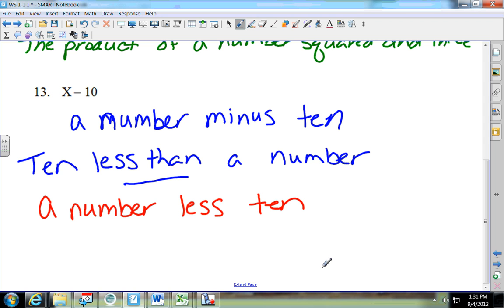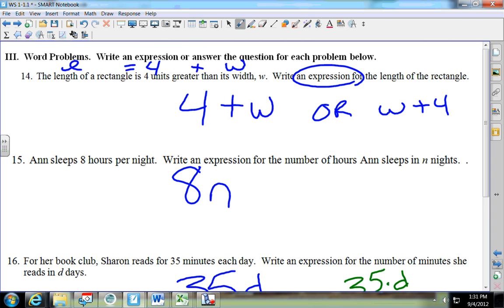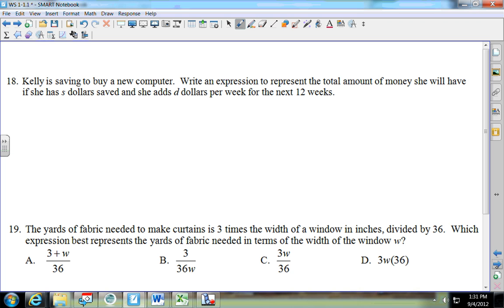But look at the difference between these two. 10 less than a number, because it's less than. Less is straight across. Less than is switched. Okay. Look at this next one. Try and do these last two down here and see how you do.